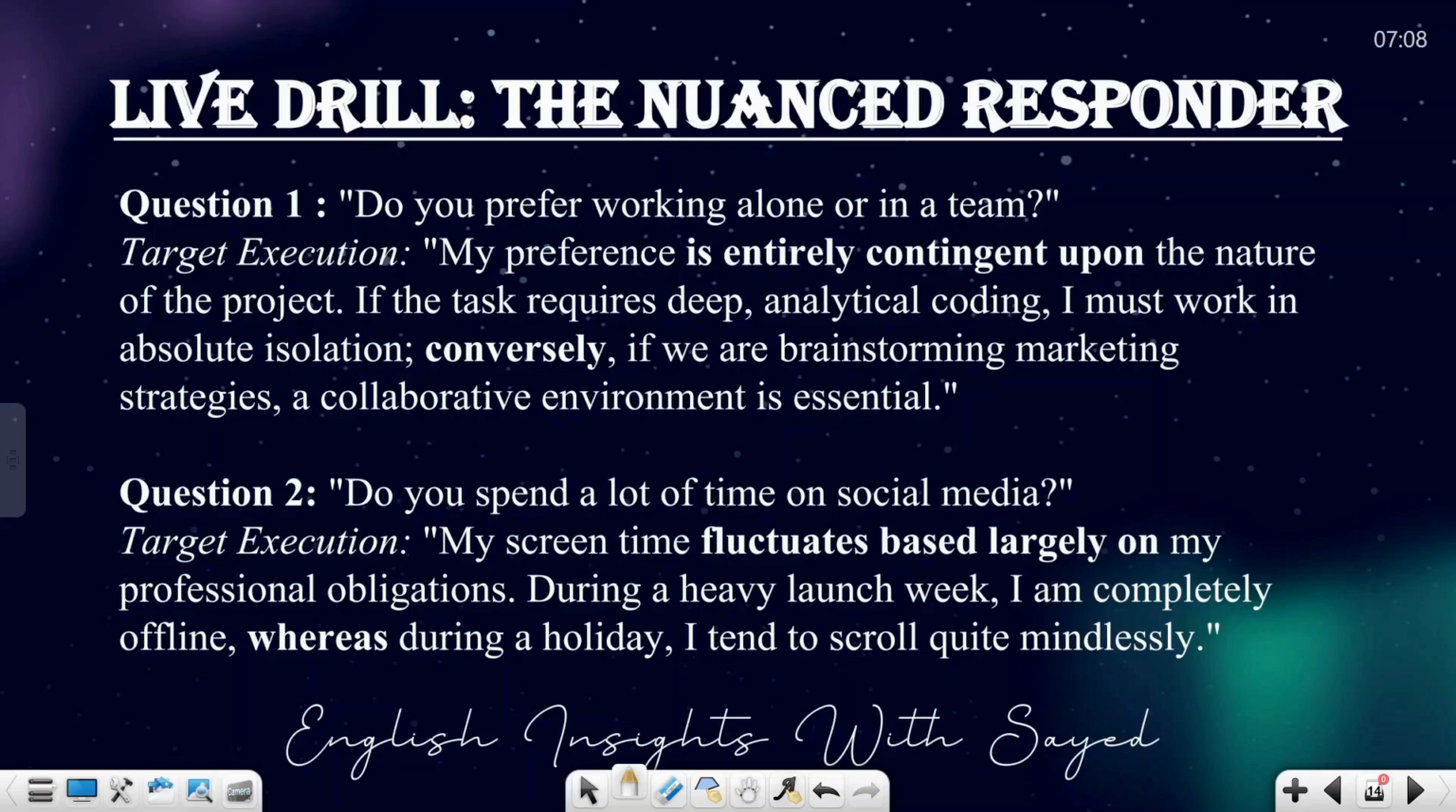See, there is some nuanced answer for every question. There cannot be any definite answer. Okay, so I like isolation. It cannot be. If you need to have your discussion session or teamwork, how would you do that work in isolation? So you have rightly said, my preference is entirely contingent upon the nature of the project.